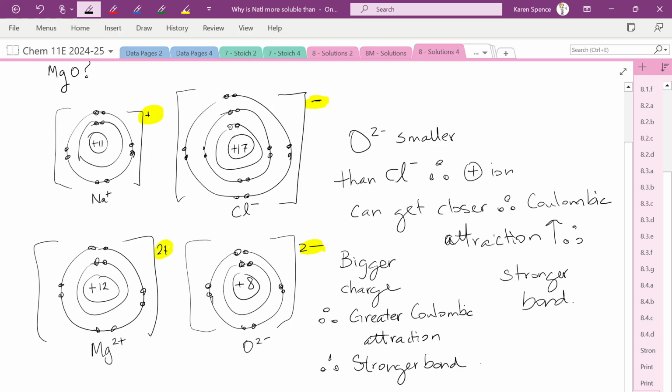Okay, so sodium chloride, you throw it into water, it dissolves. You throw calcium oxide or magnesium oxide into water, it sits there. Does nothing. I lie a little bit. There's a chemical reaction that takes place, but it doesn't dissolve nicely. Okay, and that's it for that.